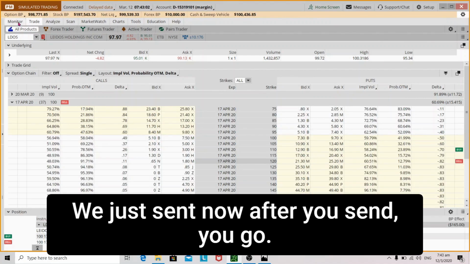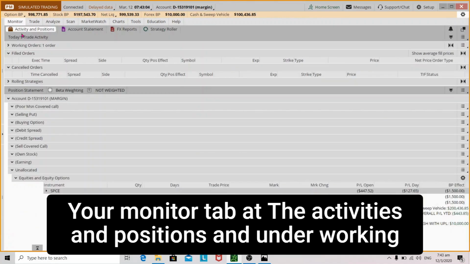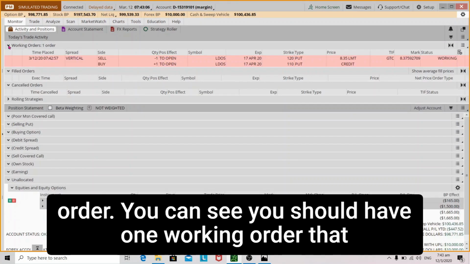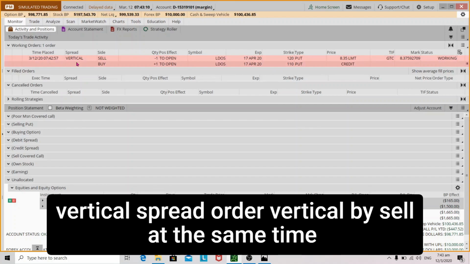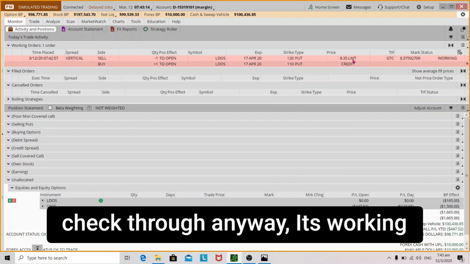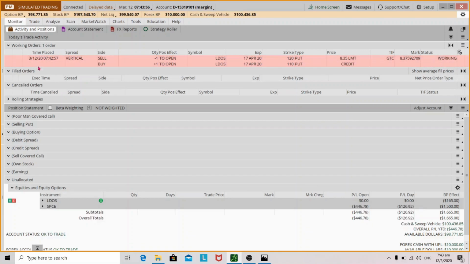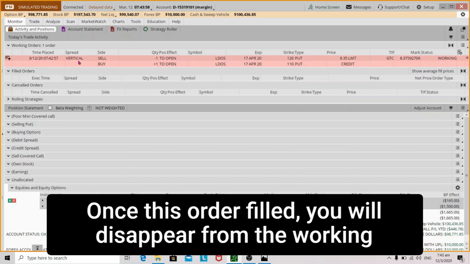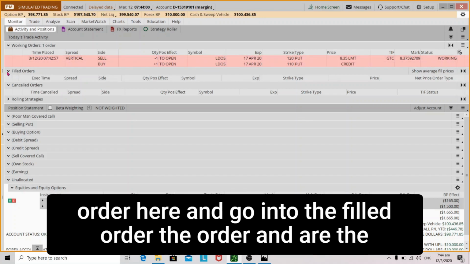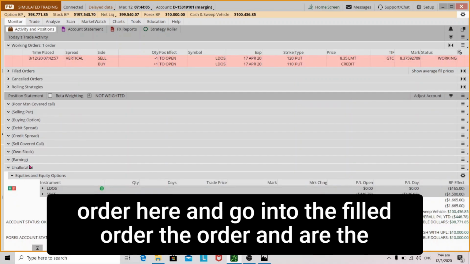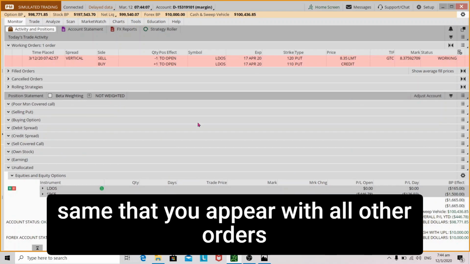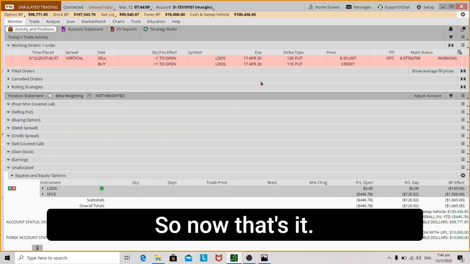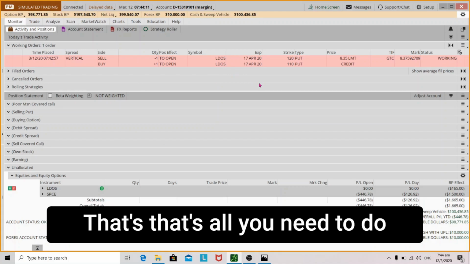Now after you send, you go to your monitor tab, activities and positions, and under working order, you should have one working order there, a vertical spread order. Vertical, buy and sell at the same time. Check through. Anyway, yes, credit. Now it's working, it means that your order is not filled. Once this order is filled, it will disappear from the working order here and go into the filled order, and at the same time, it will appear down below in all your orders. So now, that's it. That's all you need to do, right?